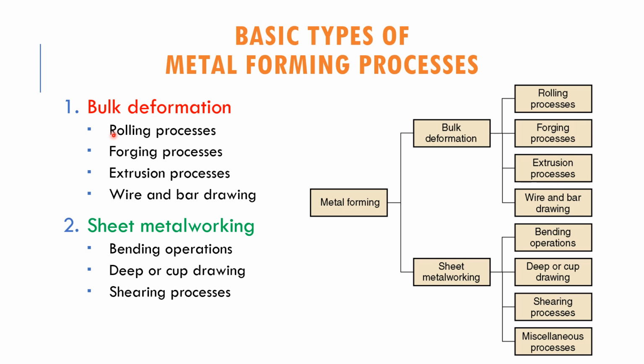Under bulk deformation process, we have several processes like the rolling process, forging process, extrusion process, and wire and bar drawing. Under sheet metal working, there are bending operation, deep or cup drawing, and also shearing processes. In our class, we will be focusing more on the bulk deformation process rather than the sheet metal working, so there will be only an introduction on the sheet metal working process.